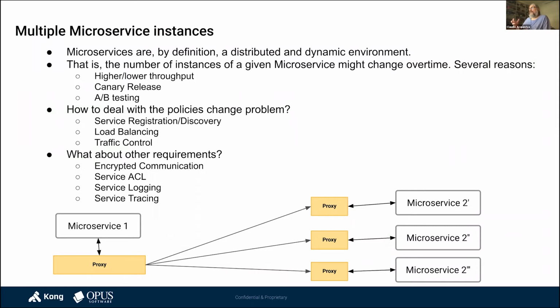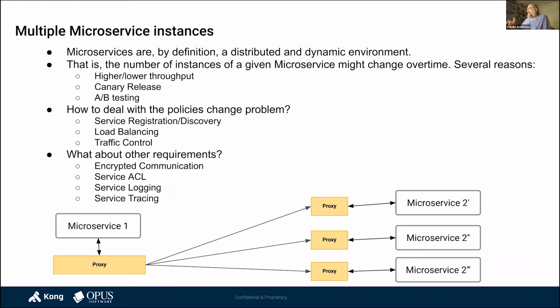The thing is, implementing these new capabilities inside of microservices wouldn't be a good design. As a matter of fact, the marketplace is proposing right now a new pattern where you got all these capabilities: service registration, discovery, load balancing, traffic control. All these capabilities are compiled, totally isolated in a proxy. And therefore, the microservice doesn't even know how many instances of microservice 2 it needs to deal with. That will be a proxy responsibility.